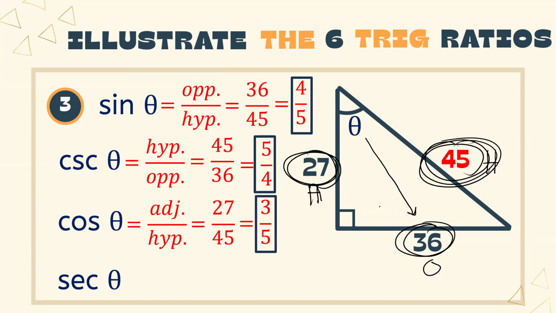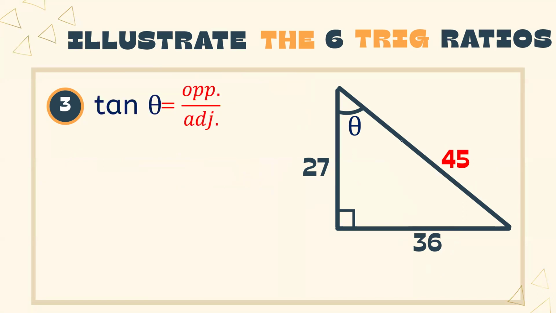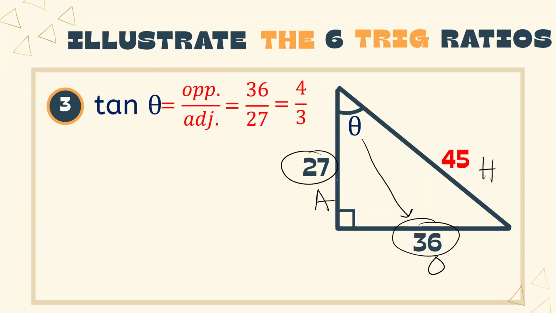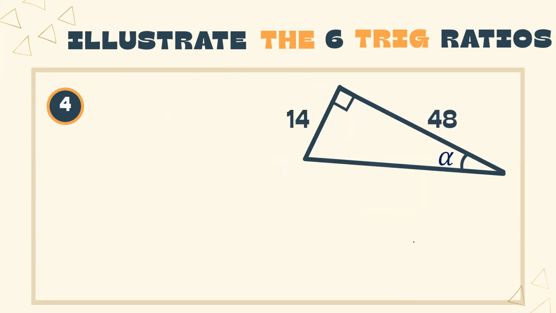Okay. Then we get secant theta. That's hypotenuse over the adjacent side. So hypotenuse, 45, over adjacent, 27. That's 5 over 3. Okay. And tangent theta, that's opposite over adjacent. This is the opposite side. This is the adjacent side. And this is the hypotenuse, right? So opposite, 36, over adjacent, 27. So that's 4 over 3. Okay. And cotangent theta is adjacent, 27, over opposite, 36. That's 3 over 4. Okay.